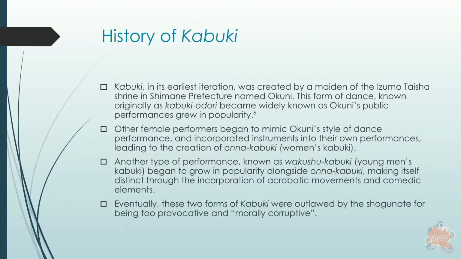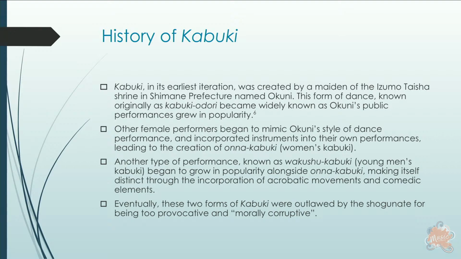Kabuki, in its earliest form, was created, as I mentioned, in Shimane Prefecture by a shrine maiden of the Izumo Taisha Shrine in Okuni. It was originally a street-level performance that started to grow in popularity. The popularity spread to other prefectures that surrounded Shimane Prefecture. And other women began to mimic this style of performance, creating a genre of kabuki called onna kabuki. Onna just means woman in Japanese. They began to incorporate the shamisen more and more into these performances.